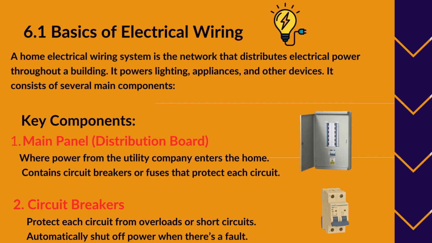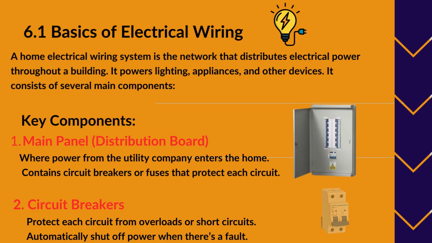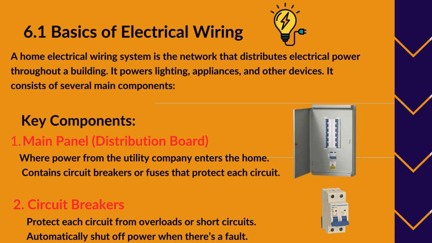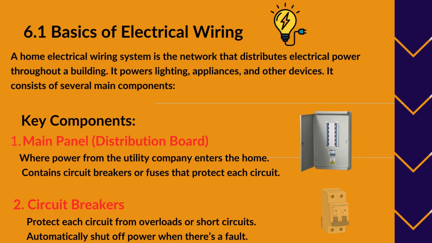All right. Then inside the DB, we have the circuit breaker. The circuit breaker basically protects the equipment from overload and short circuits. It automatically shuts off power when there is a fault. For instance, if there is a high current, the circuit breaker will shut off the power, so the power will not affect your devices.